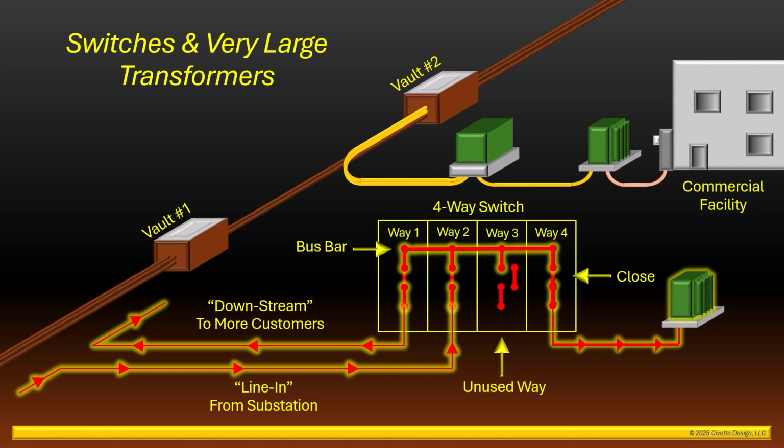Because the switch is used to provide power to customers located downstream, and the unused switchway can be used to connect additional customers, the switch is installed under the provisions of Rule 15. The very large transformer in service is installed under the provisions of Rule 16.